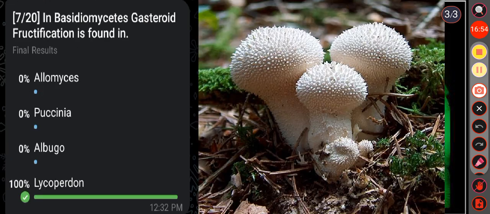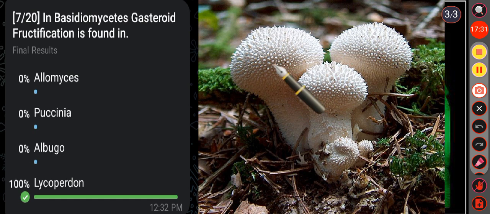Okay. Then next question, in Basidiomycetes, gasteroid fructification is found in option A Allomyces, option B Puccinia, option C Albugo, option D Lycoperdon. Here the correct answer is option D, that is Lycoperdon. Then what is gasteroid fructification? Remember, gasteroid fructification refers to a type of fruiting body in certain fungi within the Basidiomycota.